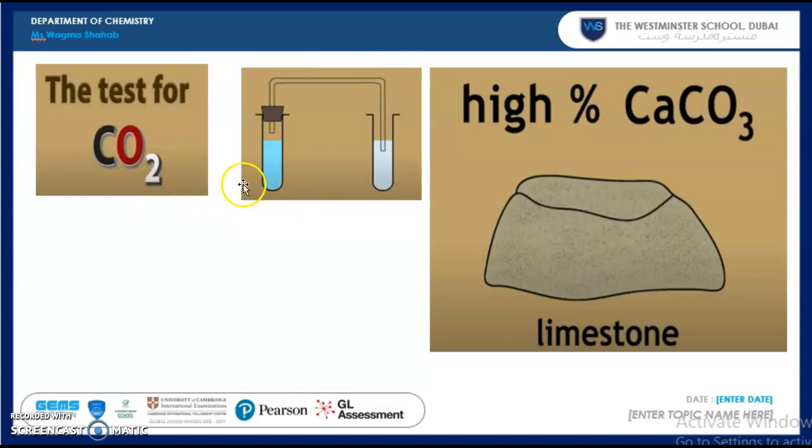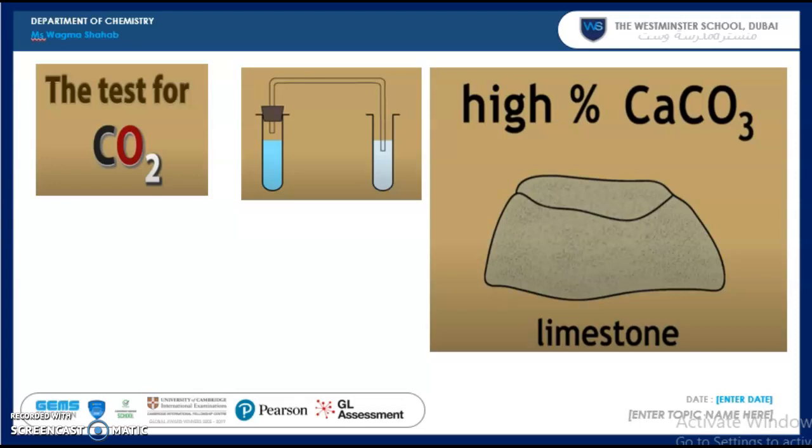Now, lime water turns milky with carbon dioxide because when carbon dioxide reacts with lime water, it forms insoluble calcium carbonate. And calcium carbonate is a white solid. It's commonly called limestone. Limestone is basically a sedimentary rock which has a very high percentage of calcium carbonate. That's why we say that limestone is actually calcium carbonate.